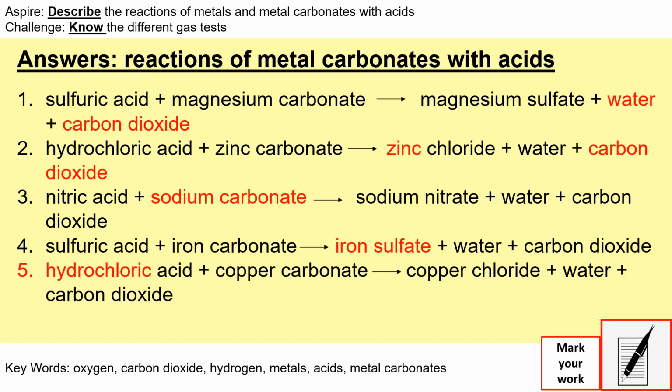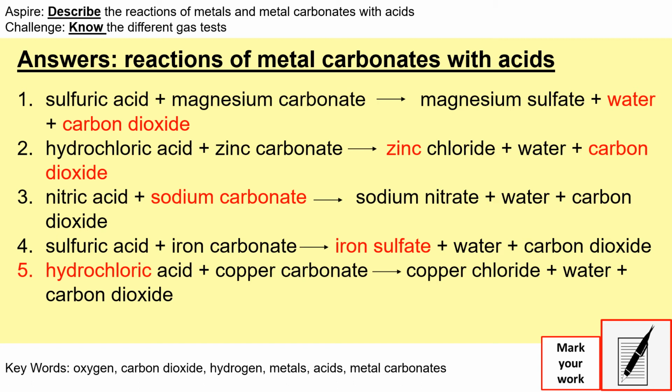So let's go through the answers now and mark them. The reaction of sulfuric acid plus magnesium carbonate will give us magnesium sulfate plus water plus carbon dioxide. Remember, carbon dioxide is a byproduct, as well as water and magnesium sulfate, of the reaction of an acid and a carbonate. Again, sulfuric acid will give us a sulfate salt, and the word magnesium will come from the first word of the base, which is magnesium carbonate.